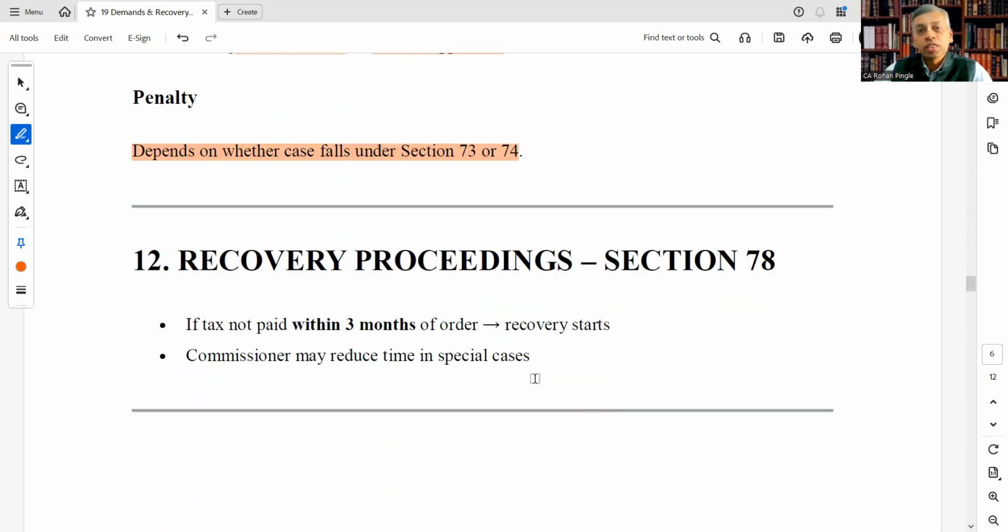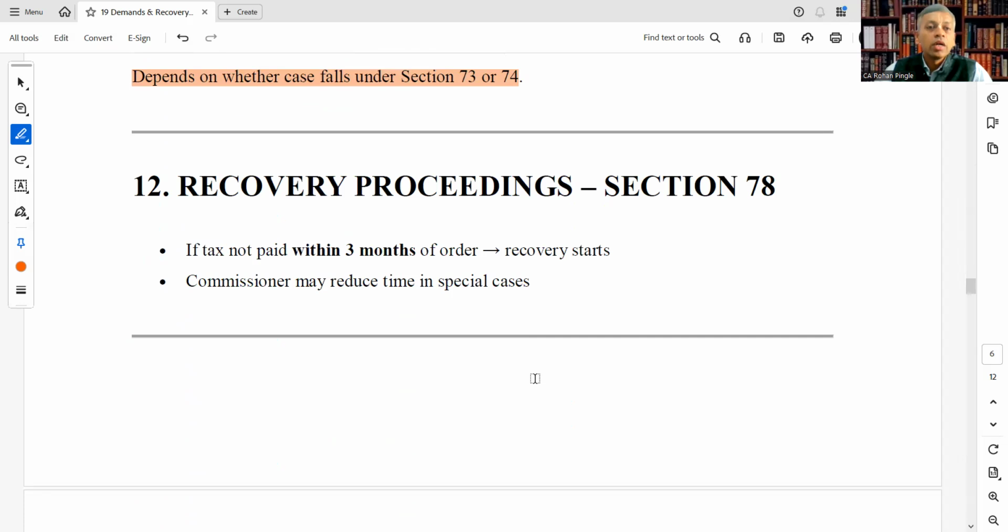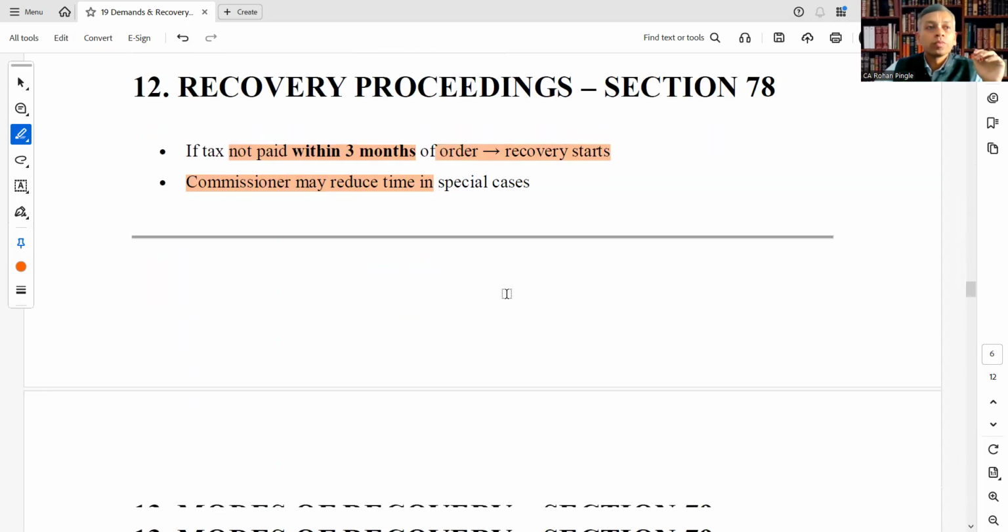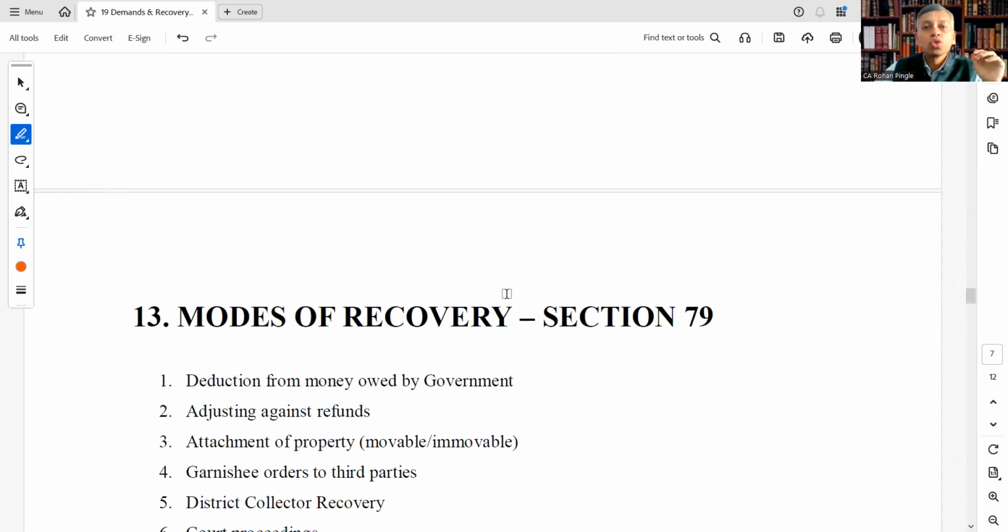Recovery proceedings, section 78. If tax is not paid within 3 months of the order, recovery starts. Commissioner may reduce time in special cases. So recovery proceedings start if tax is not paid within 3 months of the order, and the commissioner may reduce that time too in special cases. So, modes of recovery.